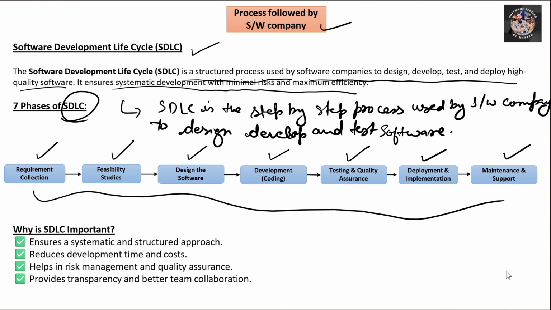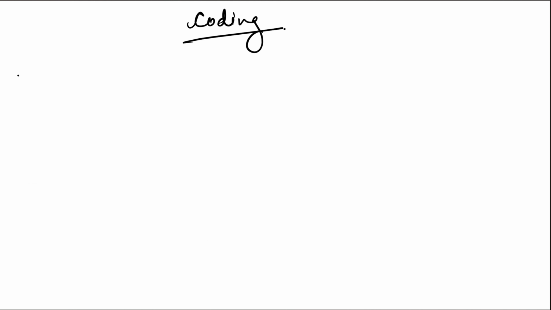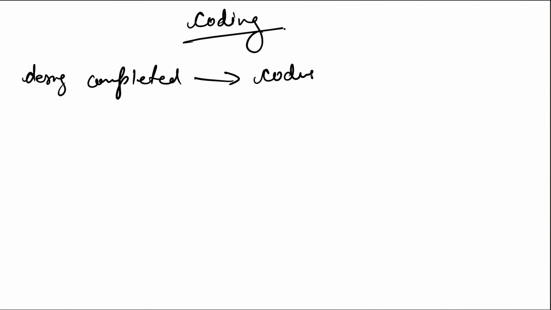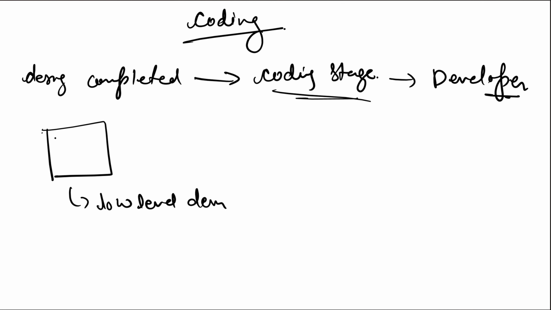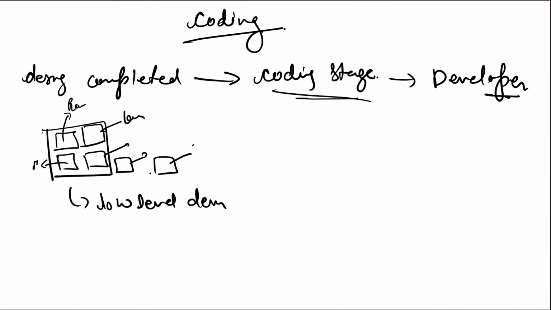So after completion of the design phase, we will go to the coding phase. Once designing is completed, then we move to the coding stage. Coding is done by the developer. Your developer will write the code by looking at the low level design. Developer will see the low level design, like we have discussed, register will be there, login will be there, book movie ticket, seats, payment option, confirmation page. By seeing all this low level design, the developer will start coding for each design.